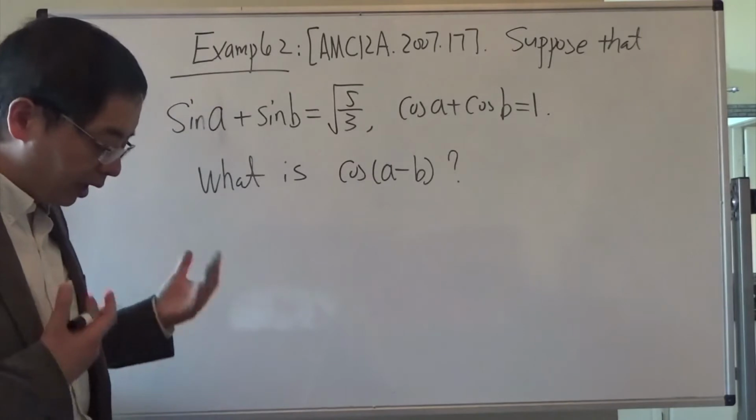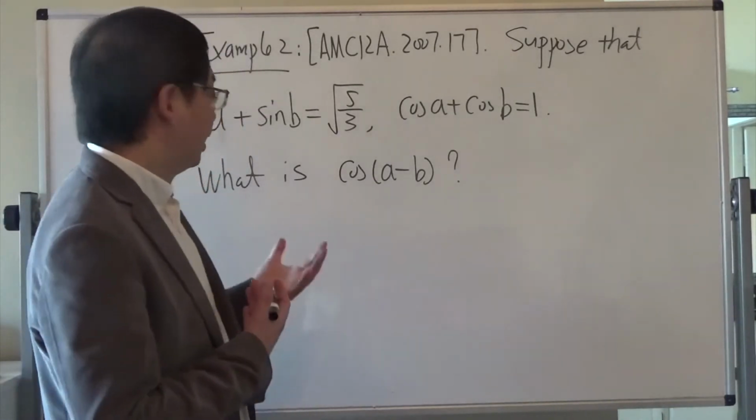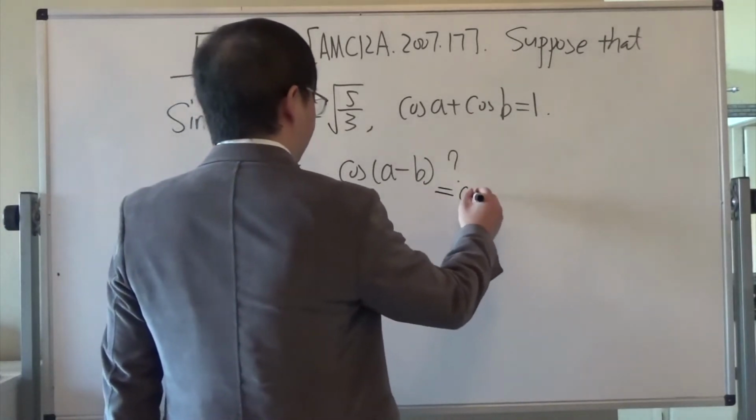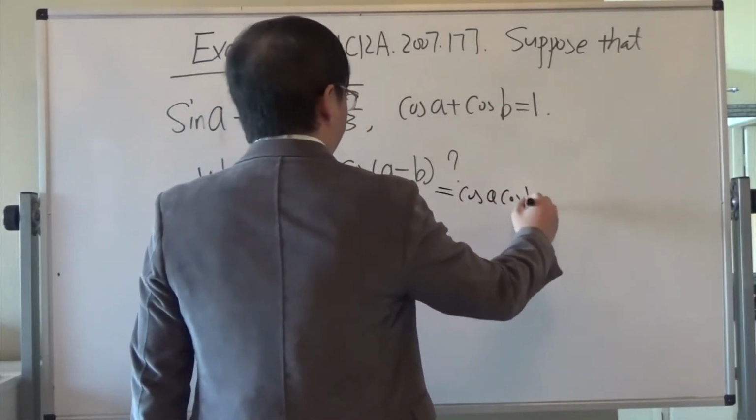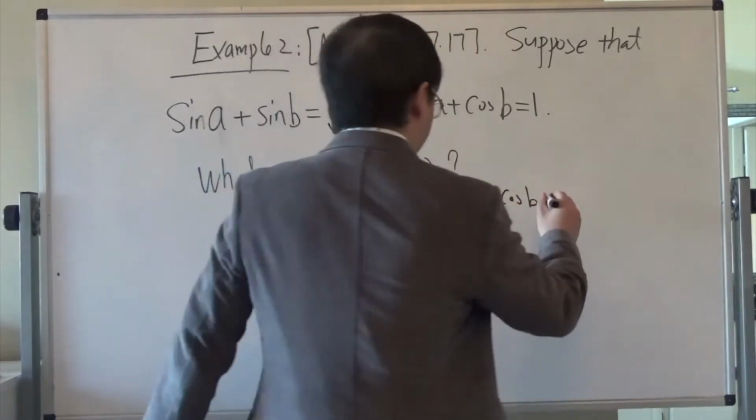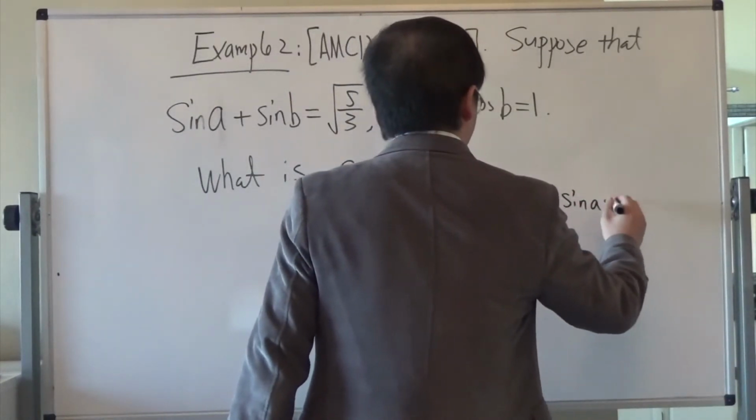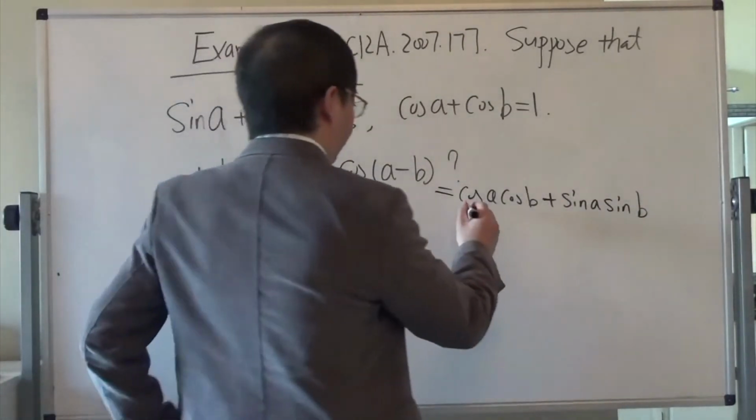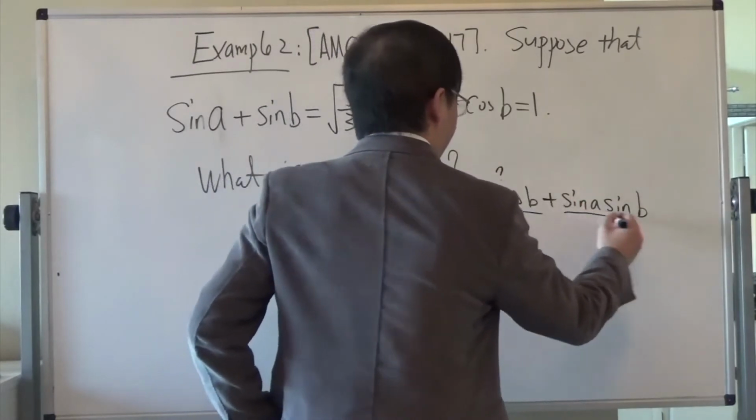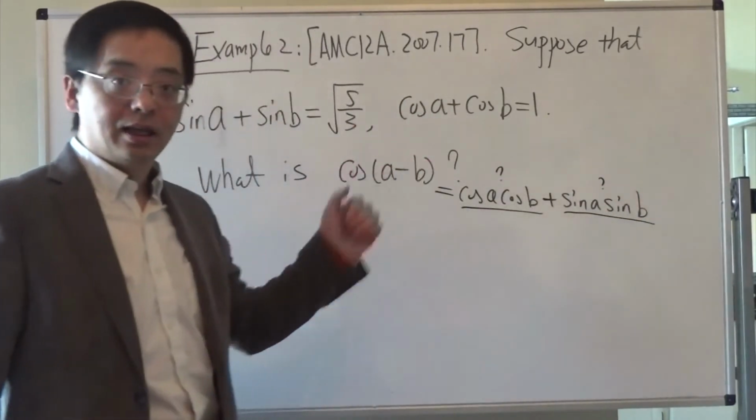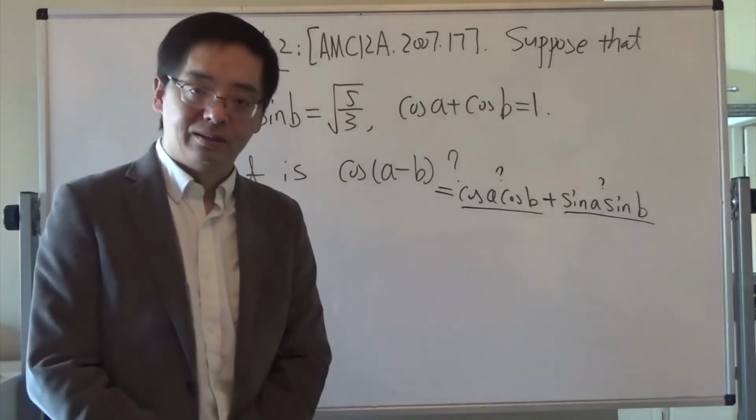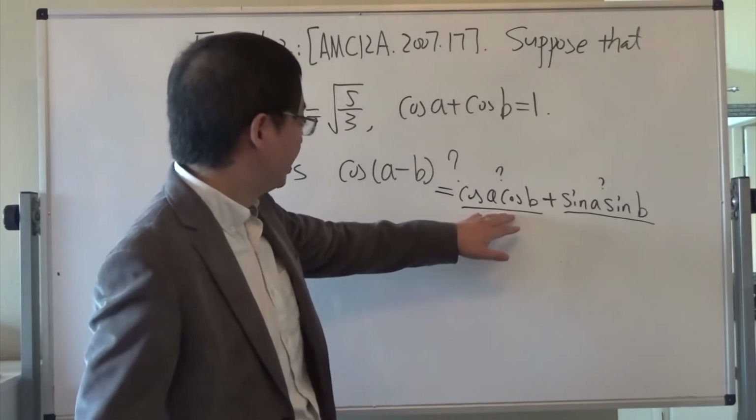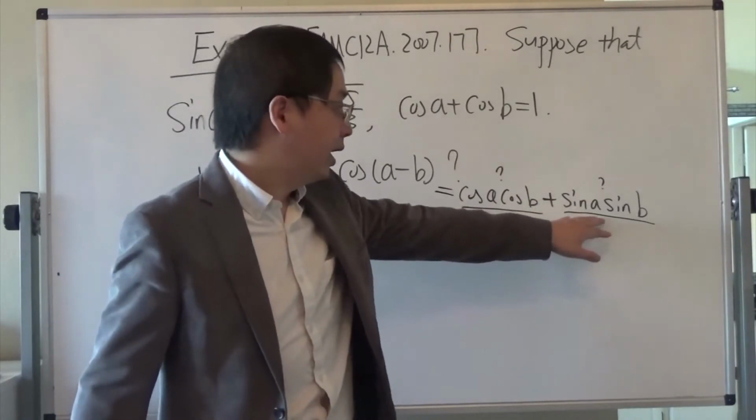Now, if you recall the difference formula for cosine of A minus B. We know cosine of A minus B equals cosine A cosine B plus sine A times sine B, right? Therefore, if I'm able to figure out cosine A cosine B and sine A sine B, then I will get cosine of A minus B. The question is, how can I get cosine A times cosine B? How can I produce sine A times sine B?